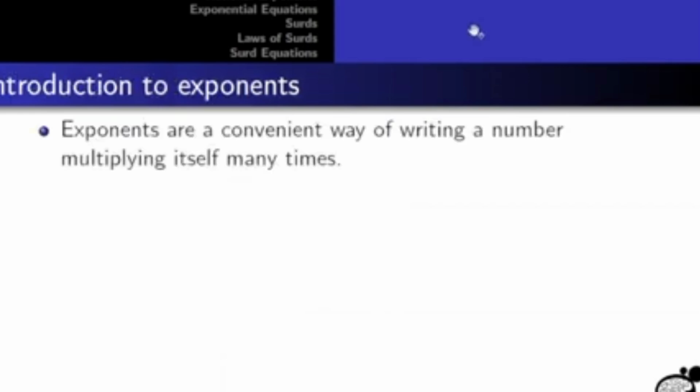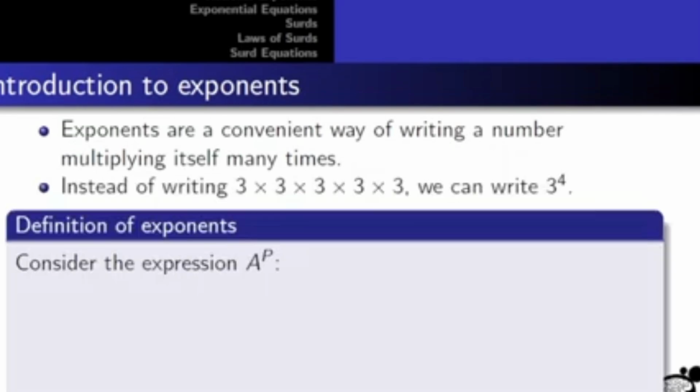The first thing we must do is know the definition of an exponent. An exponent is a convenient way of writing a number that multiplies itself many times. For example, 2 times 2 times 2 times 2 times 2 is a long way to write a number, but with an exponent we say 2 to the power 5. So that's the definition of an exponent.